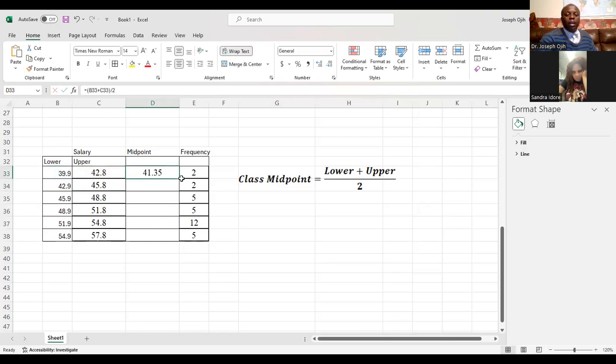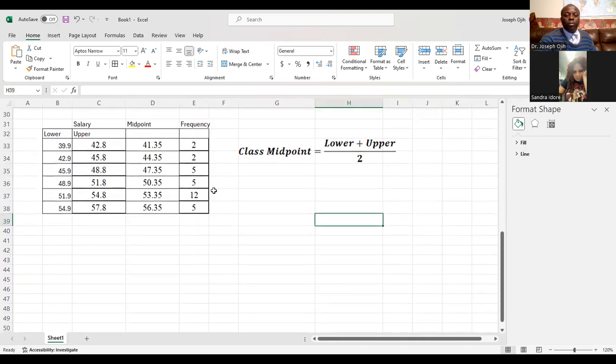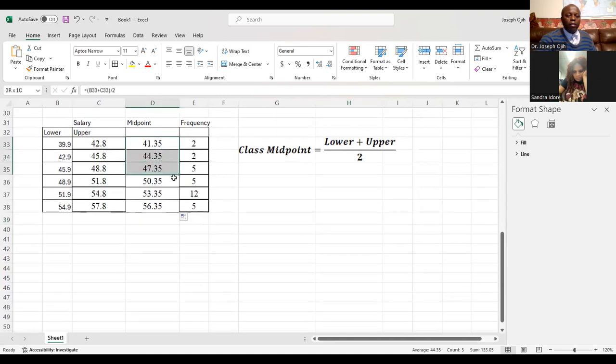And then the good thing with Excel is that you just double click here, and it will get the rest. You see my cross, how thick it is? Once you bring it close to this small box, it changes to a thin cross. At that time, you click, hold, and drag. It will get the rest of the midpoints. So with this now, you can draw the frequency polygon.